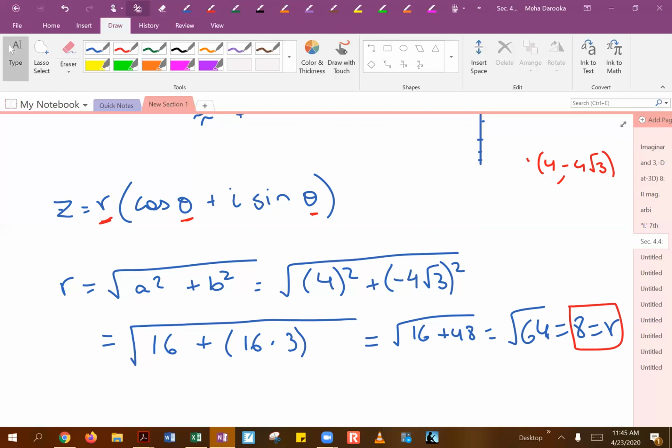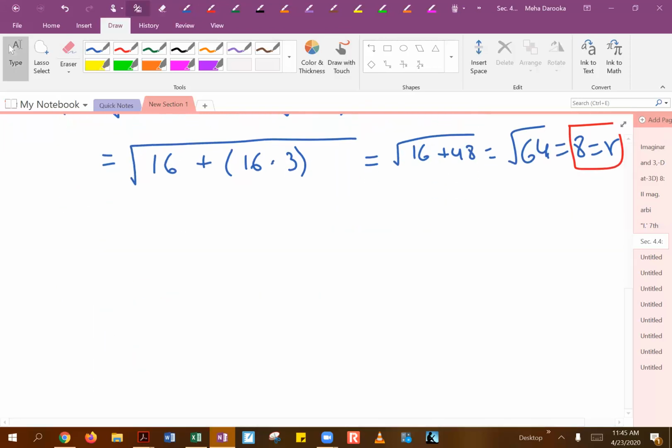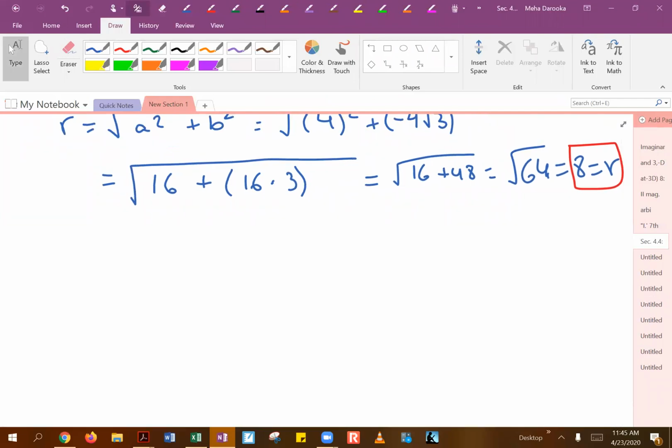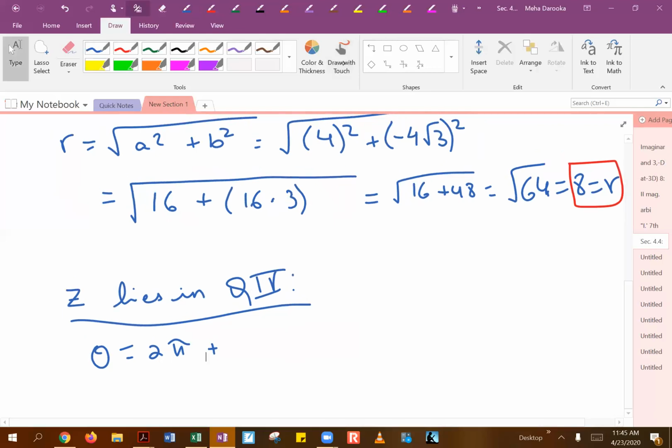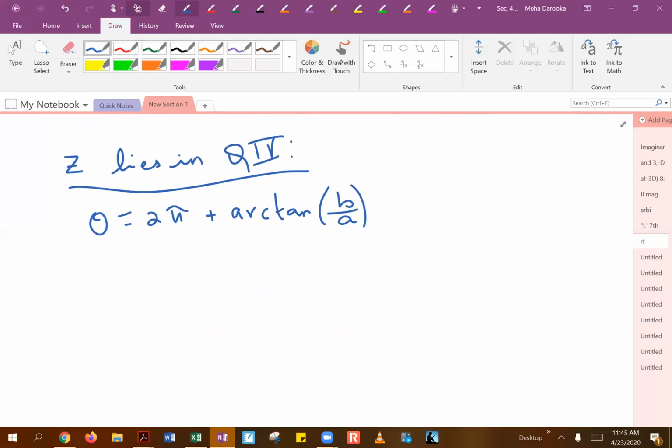So since our z lies in quadrant 4, remember to find theta, we have to use 2 pi plus arc tangent of b over a. So the first thing we're going to do is start by finding our tangent.